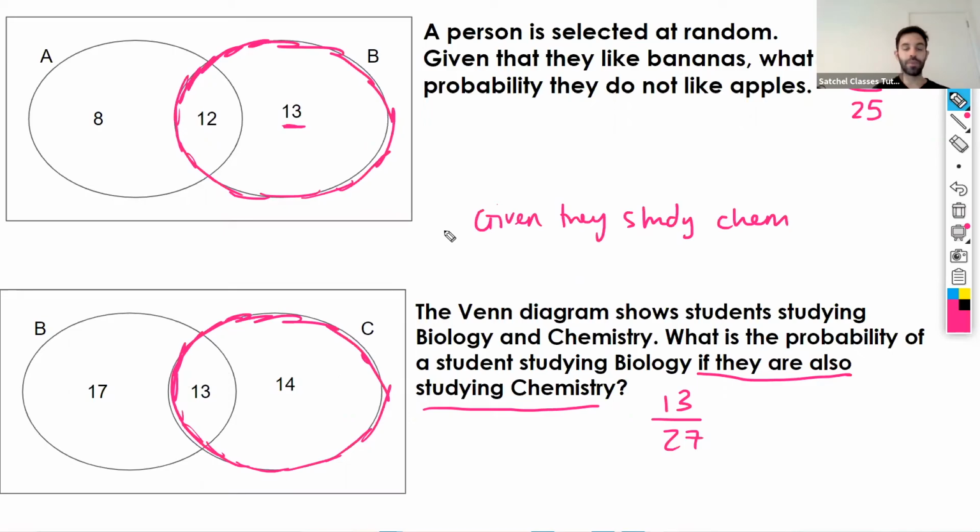So very, very important. When it comes to conditional probability, you need to be able to recognize that your sample space has been restricted. So in the case here, the sample space was restricted to only those students studying chemistry. And in the first example, the sample space was restricted to students not studying biology, but only liking bananas.